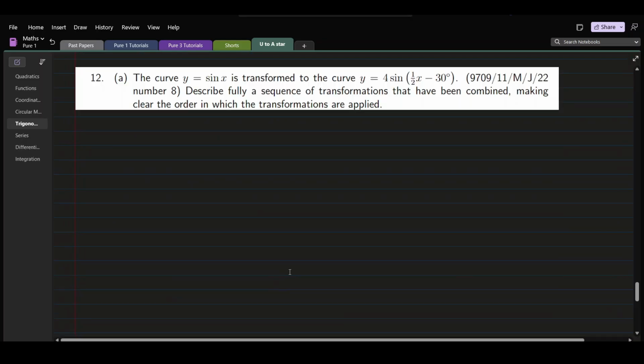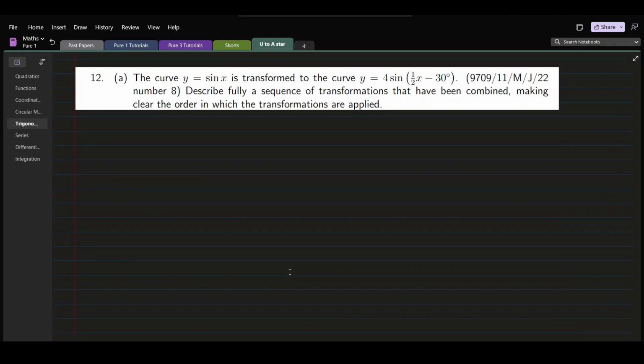Now let's look at a transformation question. The curve y equals sine x is transformed to the curve y is equal to 4 sine half x minus 30 degrees. Describe fully a sequence of transformations that have been combined, making clear the order in which the transformations are applied. Okay, so we have our curve here, 4 sine of 1 over 2x minus 30 degrees.